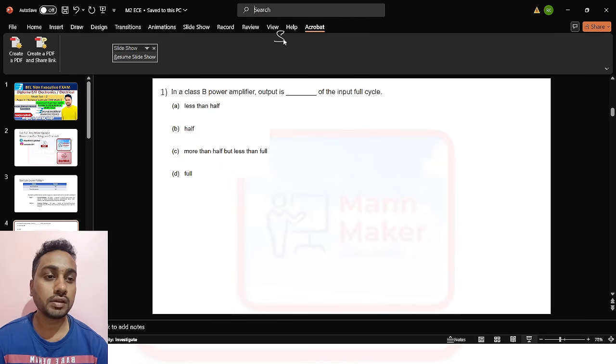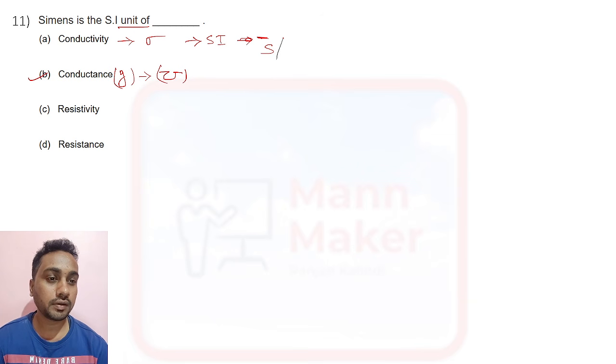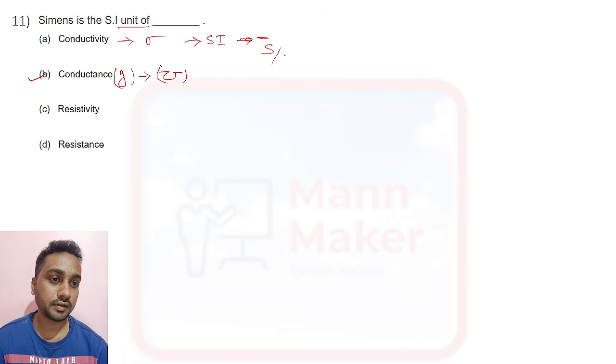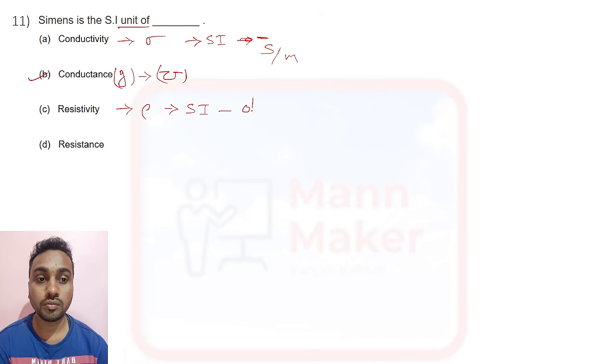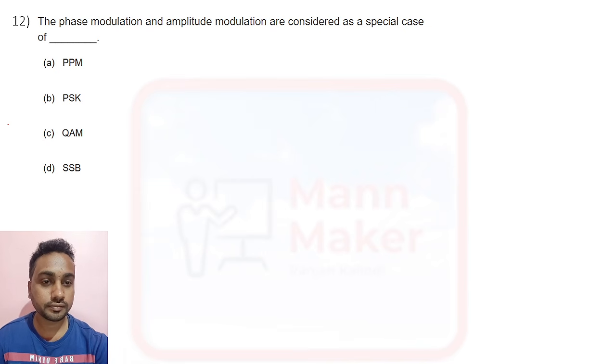SI unit of conductivity is Siemens per meter. Okay. And resistivity is rho. If we see the SI unit of resistivity, it is ohm meter. Okay, ohm meter. And resistance is R. The SI unit of resistance is ohm. Everyone knows this thing, ohm. So here option B is the right answer.